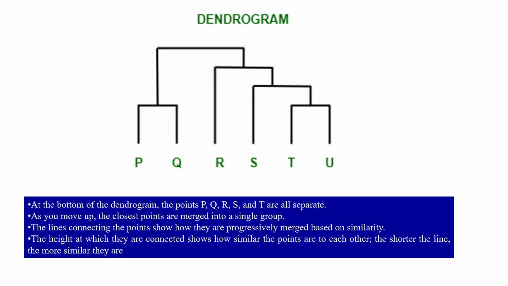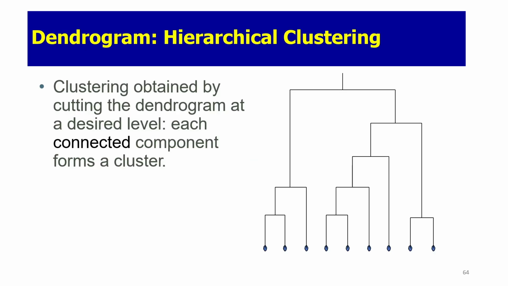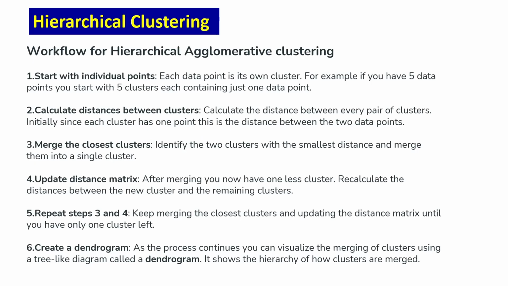And this is the dendrogram. It is basically a tree like structure you can see here: points P, Q, R, S, T all are separated at the bottom. As you move on, P, Q are connected, T, U are connected, then T, U and S are connected, finally all of them are connected. That is how the dendrograms are made. The workflow is very simple, I do not need to explain it again.